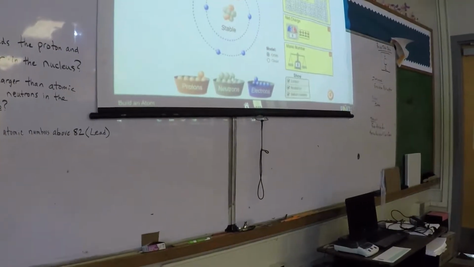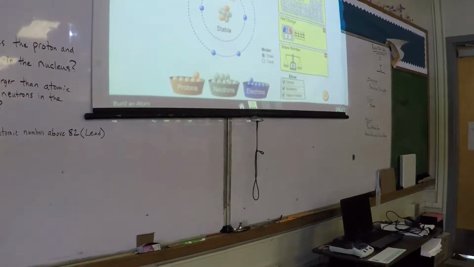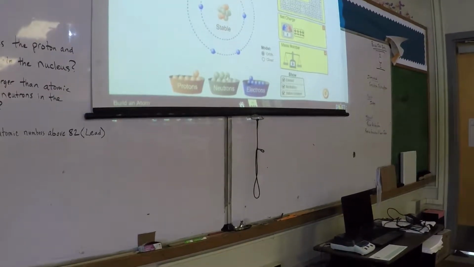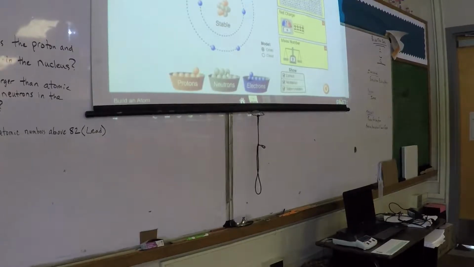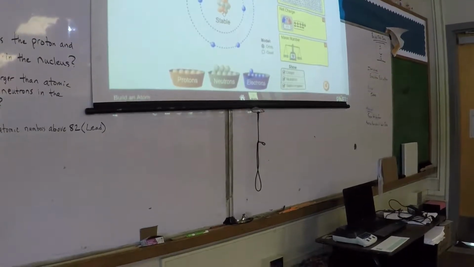An atom that is unstable. So we're going to let Kayla do that real quick. Kayla. You have to add protons, neutrons. And you're going to create an unstable atom. So just one of each? Okay, until it says unstable.